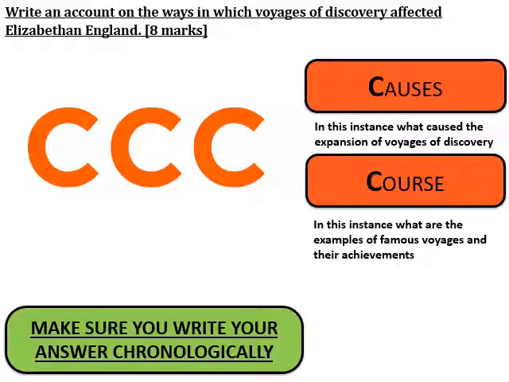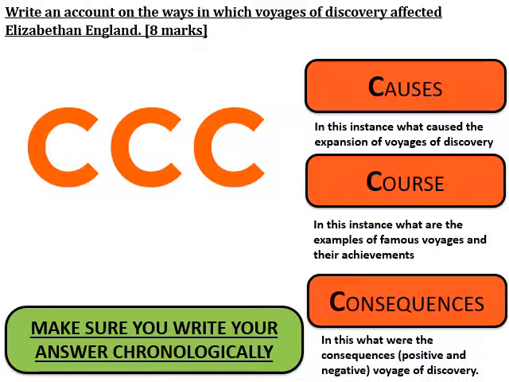You'll notice that it is extremely important to write your answer chronologically. And the final C is consequences. So what were the consequences? These could be positive and negative that came about from the voyages of discovery in Elizabethan England. C, C, C should be the structure for a write an account question.